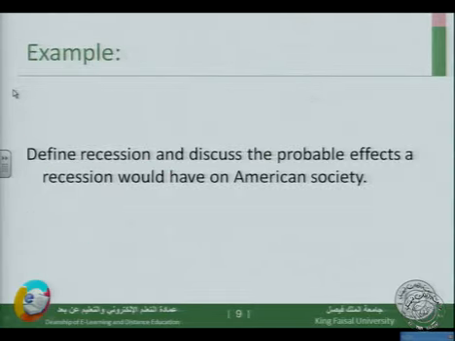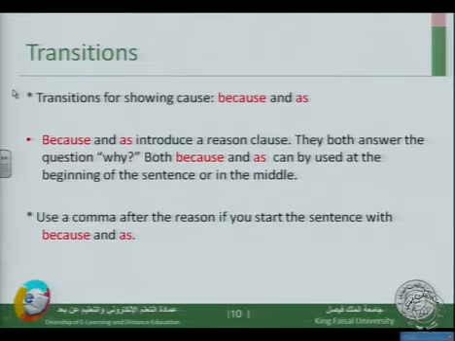This is one of the examples that you can talk about when you write a cause and effect essay. You need first to define what a recession is, why it happens, and what the results of this recession are. Hopefully this point was clear.